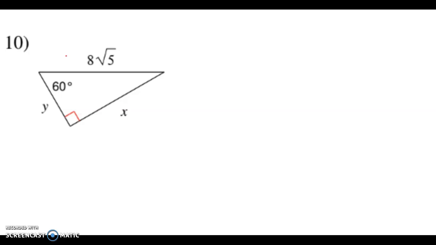All right, here we want to solve for the missing sides of this right triangle. And this happens to be a special right triangle. So we got a 30, 60, 90 right triangle here. So I know that my side ratios are 1 to root 3 to 2.